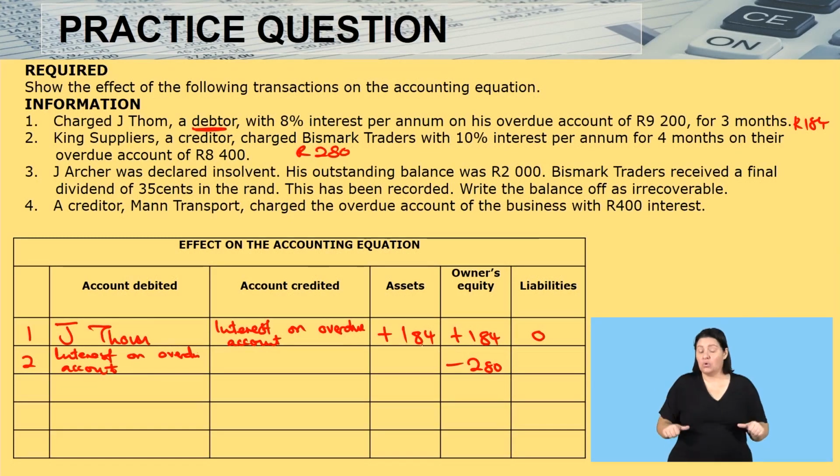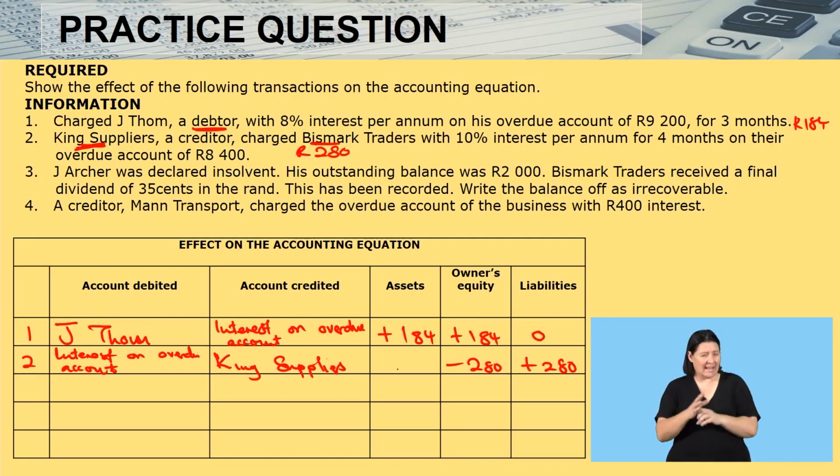The account to be credited in this case becomes our creditor, Bismarck. Okay, our creditor is King Suppliers rather. Bismarck is us. So it will be King Suppliers. Okay, so we'll come here, then we say King Suppliers. And then that increases our liabilities, plus 280. Does it affect our assets? No effect on the assets.